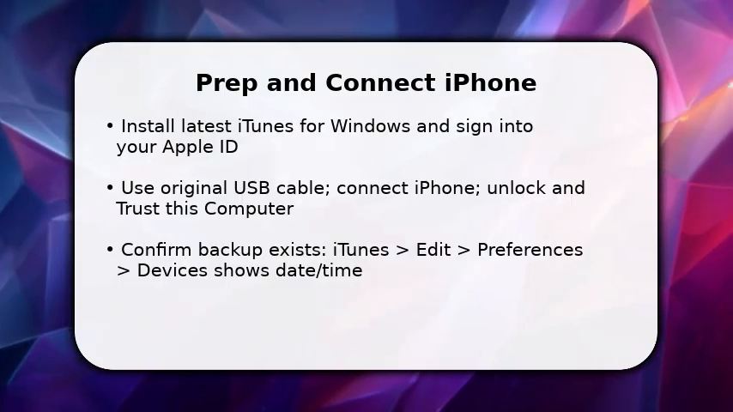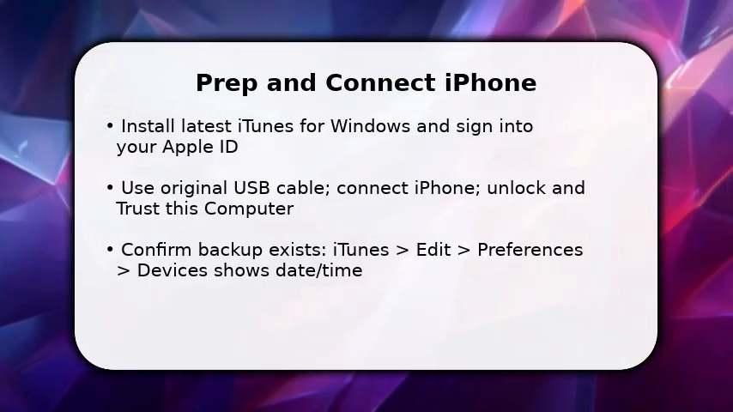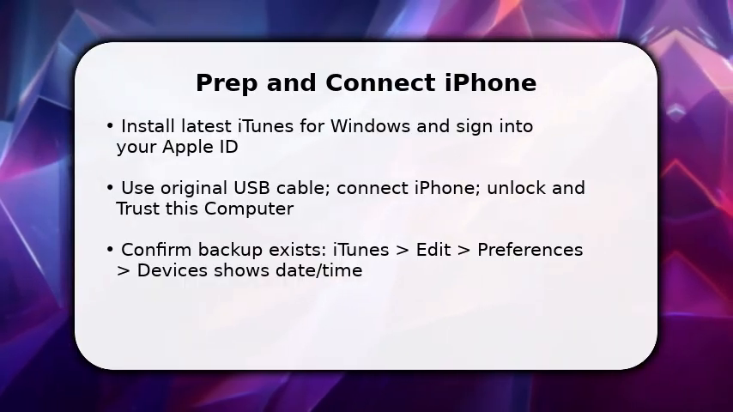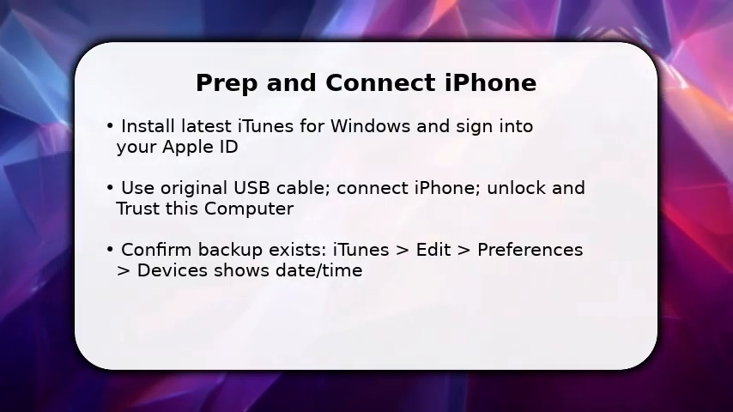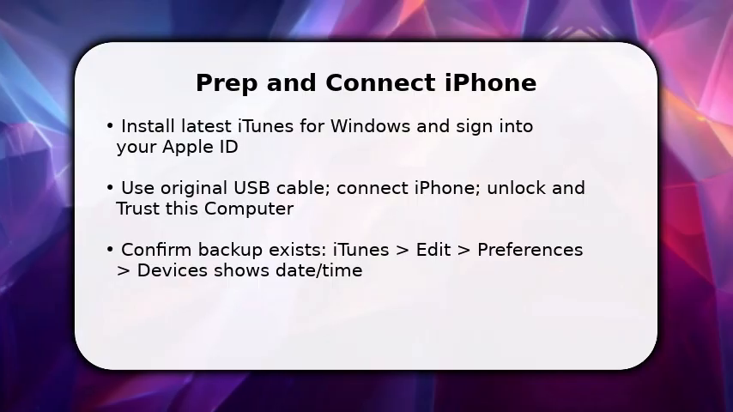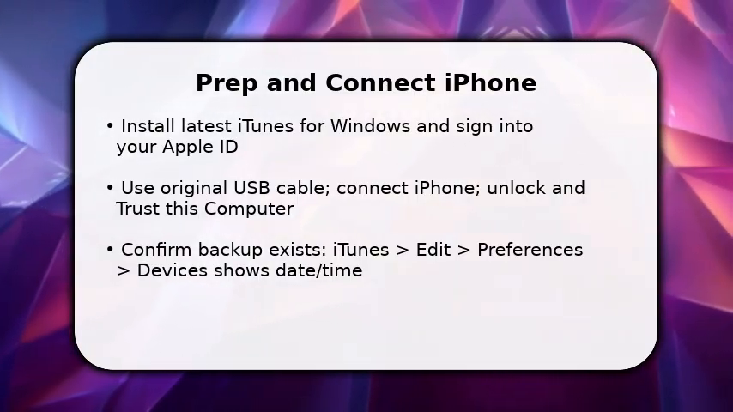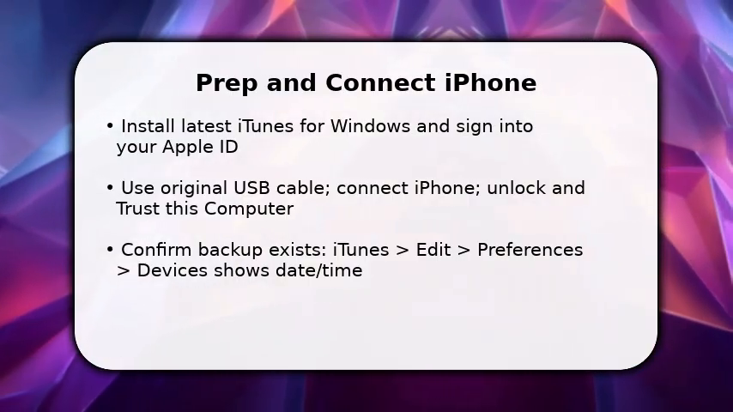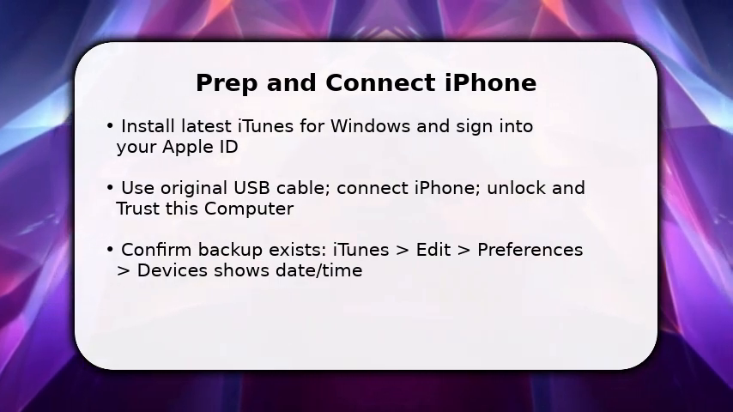You start by ensuring iTunes is the latest version and that your Windows PC recognizes the device. Plug in the iPhone with a reliable USB cable, unlock the phone, and tap Trust when prompted. This authorizes file transfer. Once connected, open iTunes and check Edit Preferences Devices to confirm a recent backup is available. You do this now so the restore has a valid source. Without a proper backup, you cannot recover apps, settings, or messages.